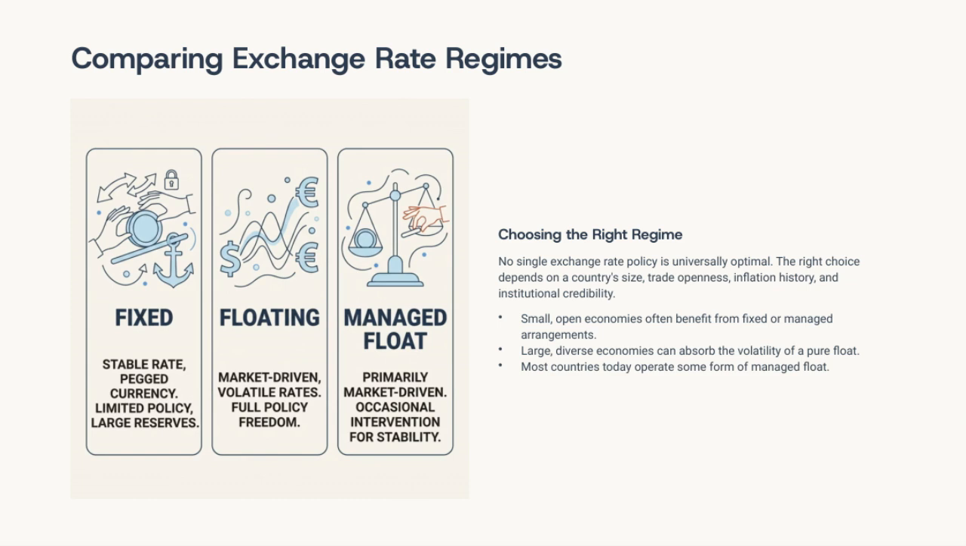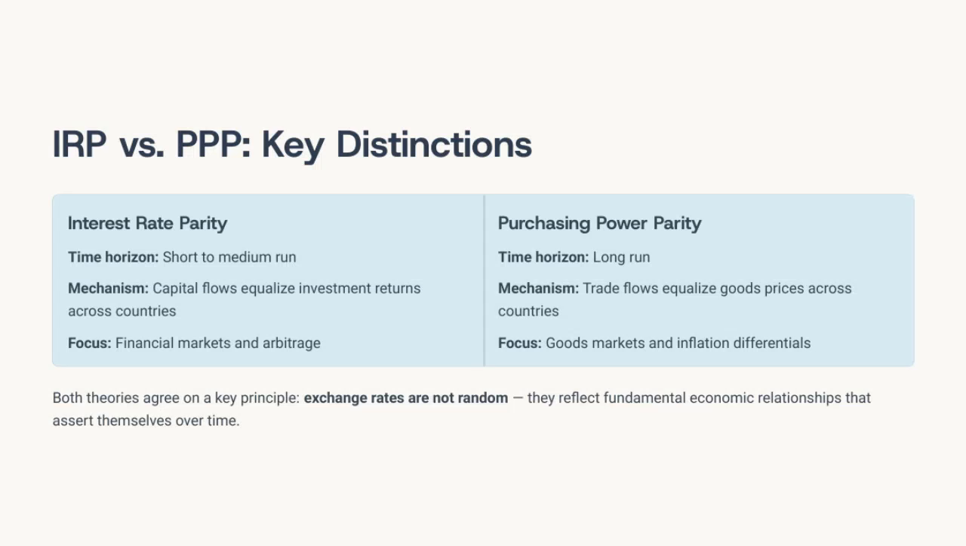The optimal choice really depends on a country's specific circumstances, like its size, how open it is to trade, its inflation history, and the credibility of its institutions. So, when we're talking about choosing the right regime, it's all about understanding these factors and how they align with a country's economic goals. Comparing different exchange rate regimes helps us see which might be most appropriate for a given context. It's a nuanced decision, tailored to each country's unique situation, and central to managing economic stability in an interconnected global economy.